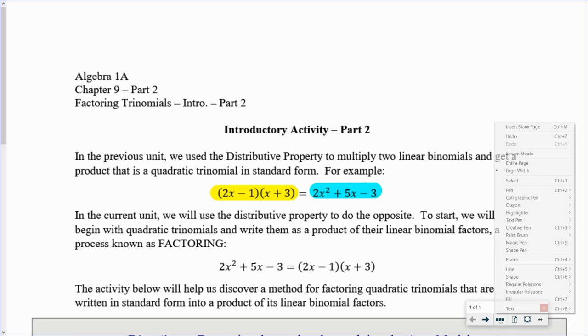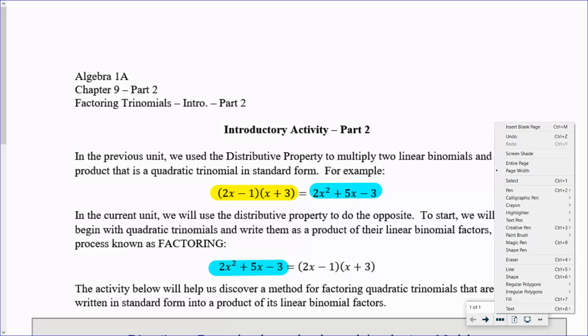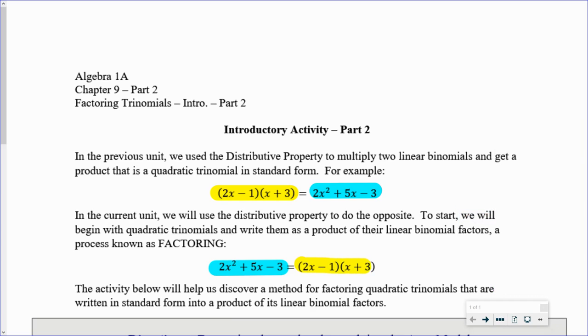What we don't know how to do yet is to start off with the quadratic trinomial in standard form, 2x squared plus 5x minus 3, and break that down into a product of linear binomial factors. Basically the opposite of what we're already pretty good at. This process of going from a quadratic trinomial in standard form into a product of two linear binomial factors is called factoring. Now, there are a variety of different techniques out there that will allow you to do this process.